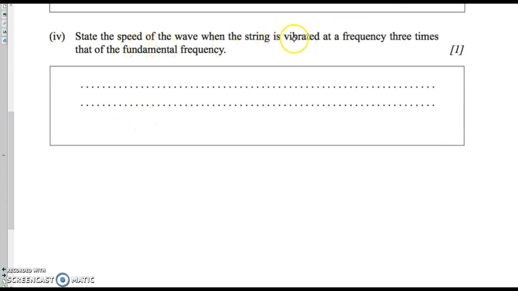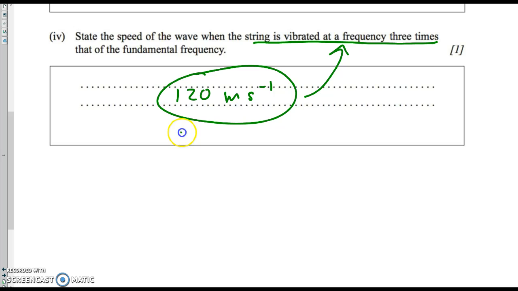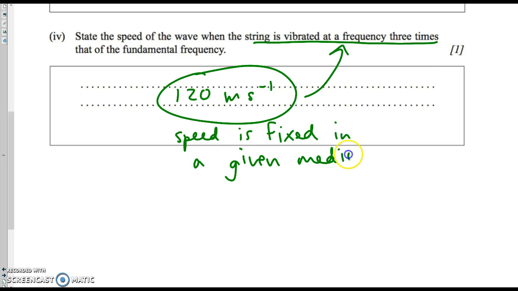State the speed of the wave when vibrated at this new frequency. It's the exact same. Speed does not depend on frequency, so we have the same speed. Speed is fixed in a given medium. As long as you don't change the properties of the medium, like the temperature or the tension of the string, this will be true.